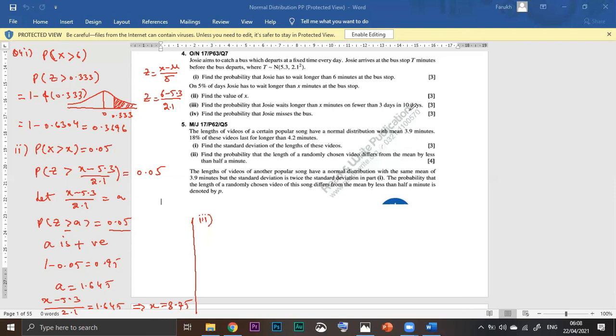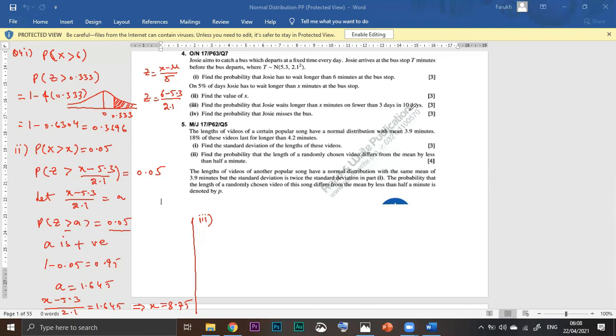Please respond. Measured? No, we count days. 10 days, 11 days, 352 days. We count days. This one is a discrete variable. And out of 10, we want to find out the probability of 3 or less.